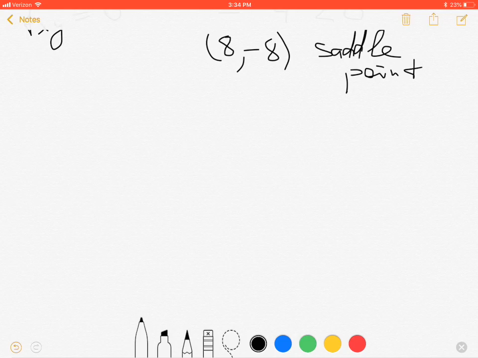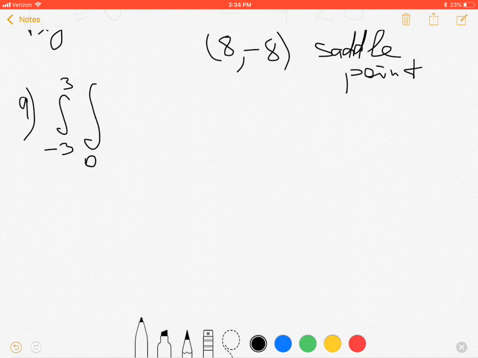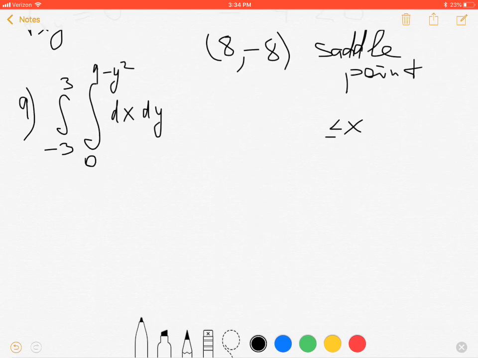Okay, let's go. We have the integral from -3 to 3, from 0 to 9 minus y squared, dx dy. What does the integral show us? It shows x changing between 0 and 9 minus y squared, and y changing between -3 and 3.